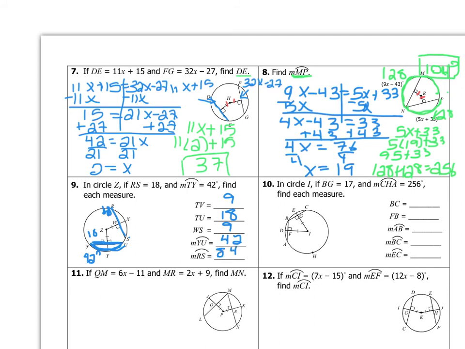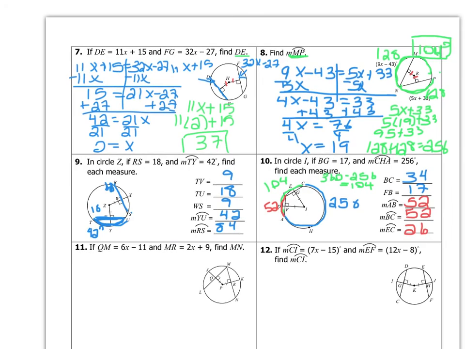All right, so go ahead and see if you can do number 10, and then come back. So go ahead and pause, come back, and we'll see if you got it right. Okay, here's the answers. Hopefully you got it right. Just remember that since the blue is 256, CHA is 256. If you subtract that from 360, you get 104, which is going to give you the rest, which is AC.